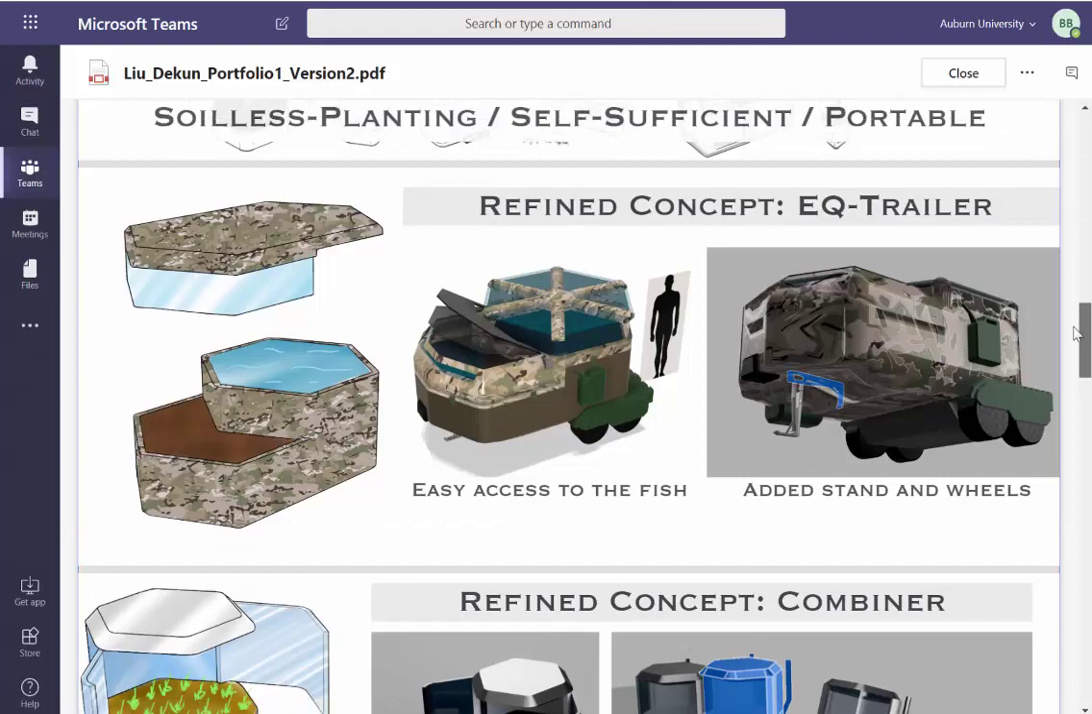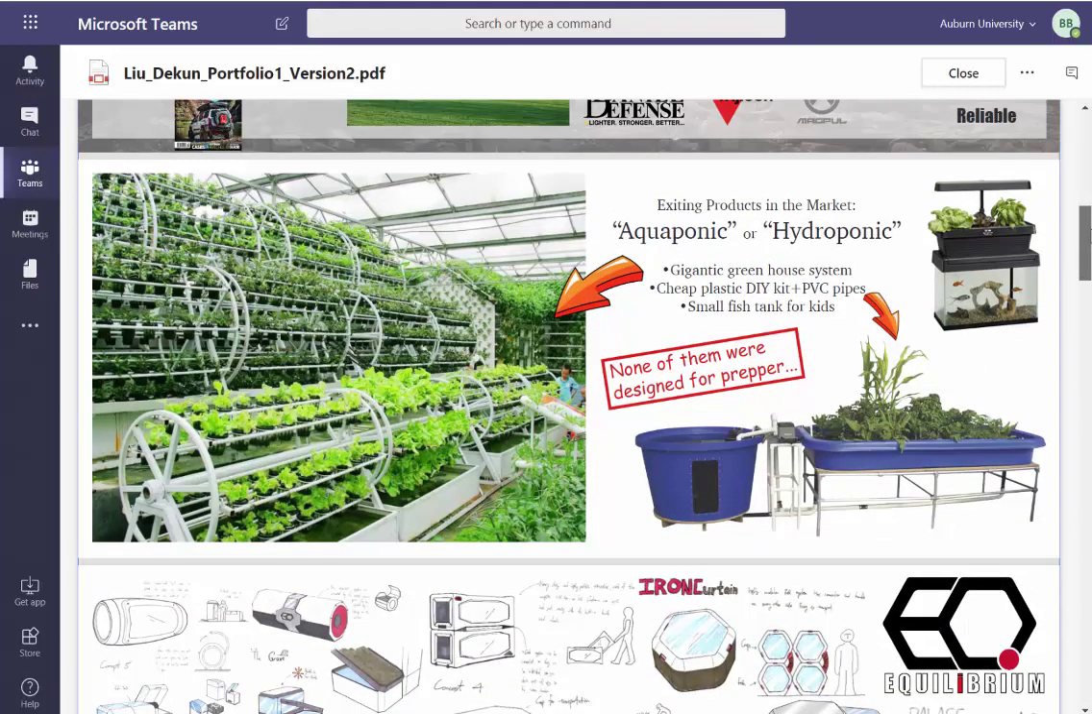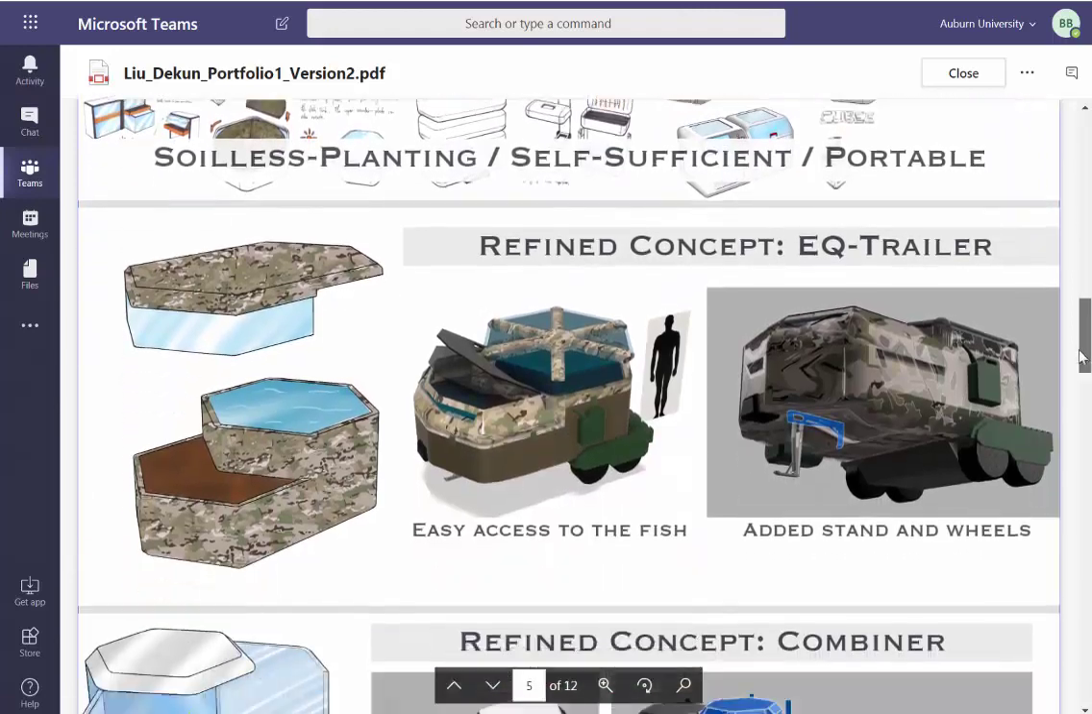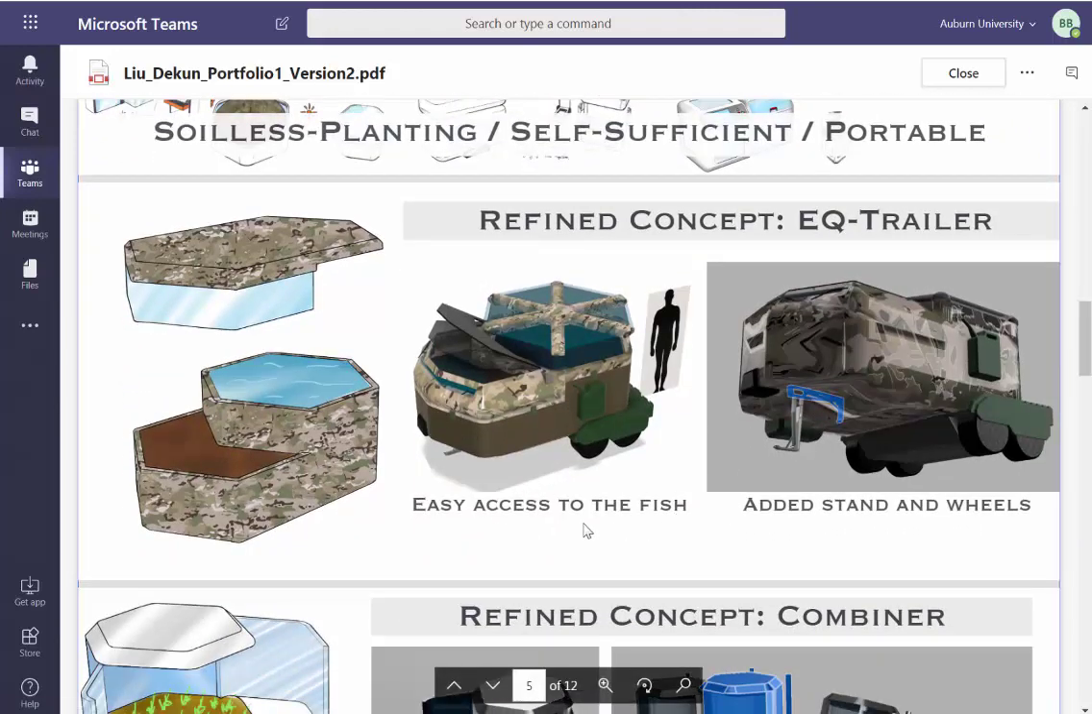Easy access to the fish. Okay, so why did you go for, if it's not designed for the prepper, why do we have a fish system? Why is this a good system for someone who's always on the go in a rugged woodland area? Added stand with wheels. I see that, but I know it's got to be mobile, so I think that mobile's already assumed.